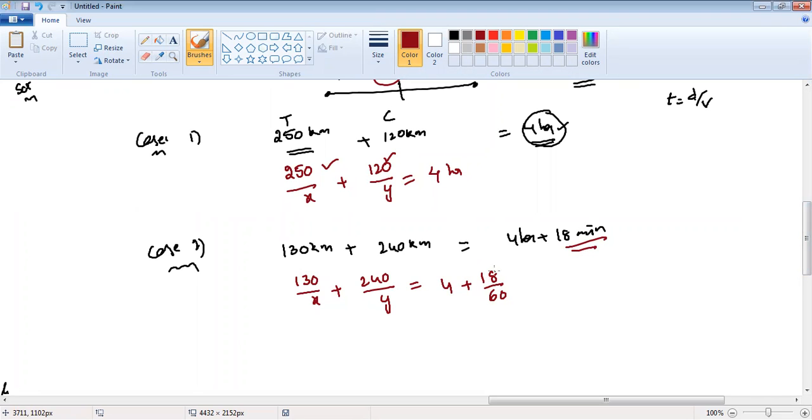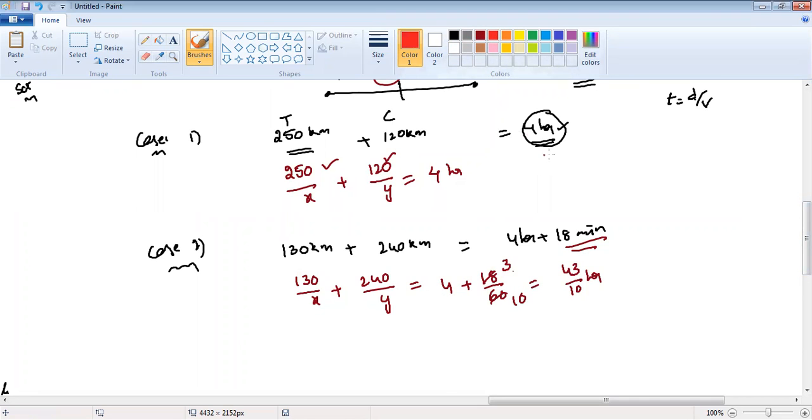So 18 by 60. 6 3s are 18, 6 10s are 60. Got it, ma'am? Yes, sir. Then 4 3 by 10. 10 4s are 40 plus 3, 43 by 10 hours. Now, actually, we are going to do it by the reducible method.